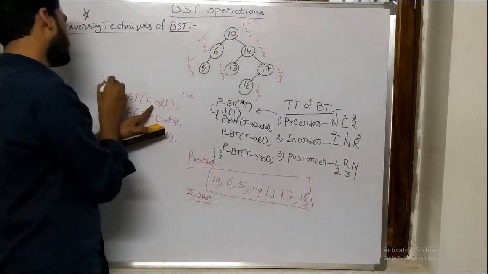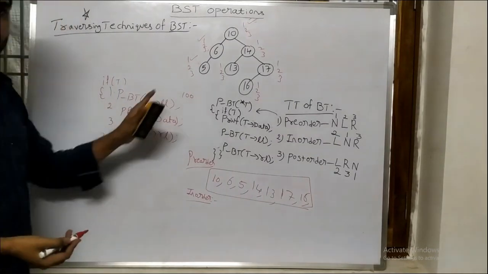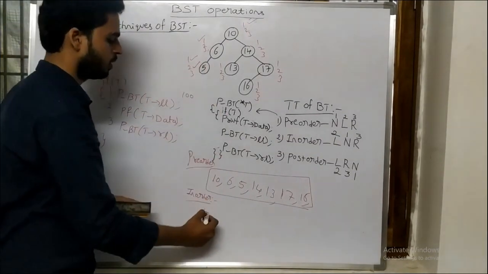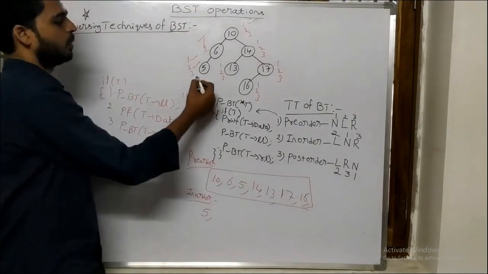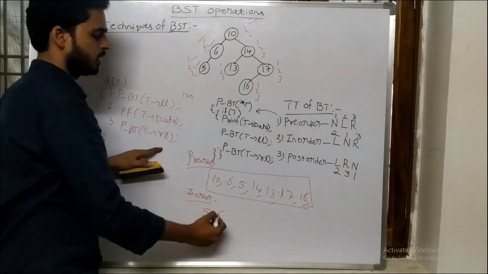If there exists a leaf, then only it will execute these statements. It will execute. So there is nothing, so it is going to execute the second statement. What is the second statement? Printing of data. Then the third statement, that is right side, no data. Then move to the second statement, that is 6, printing.